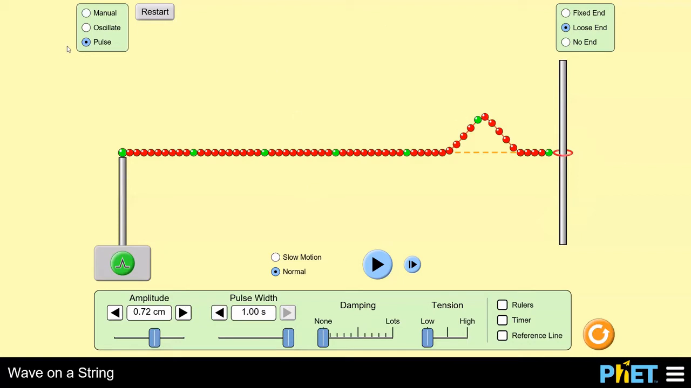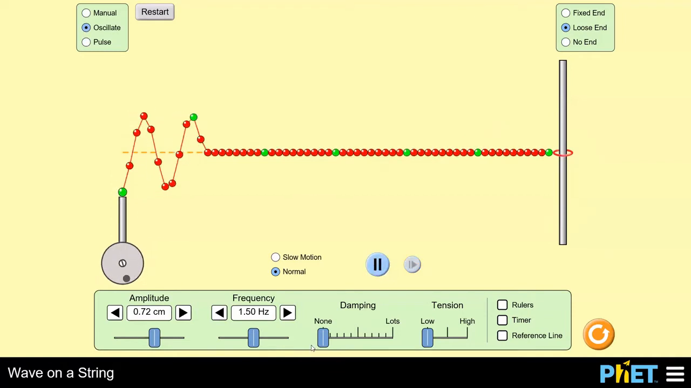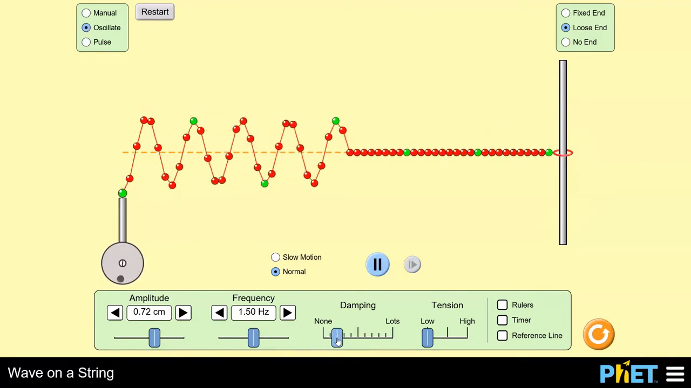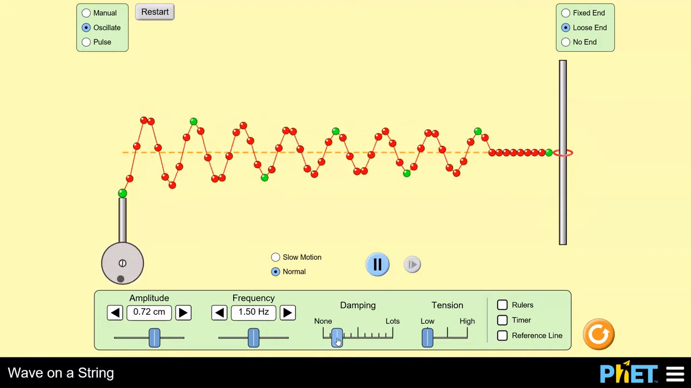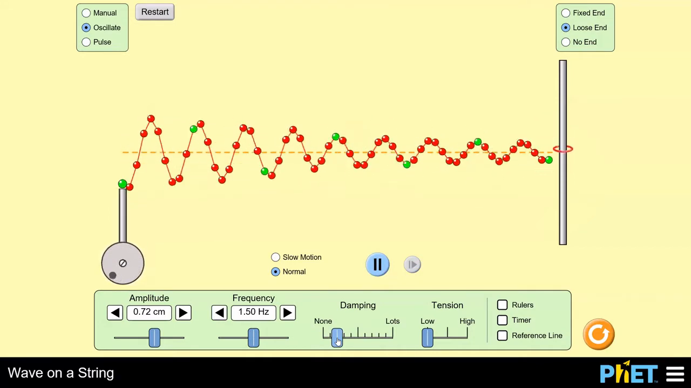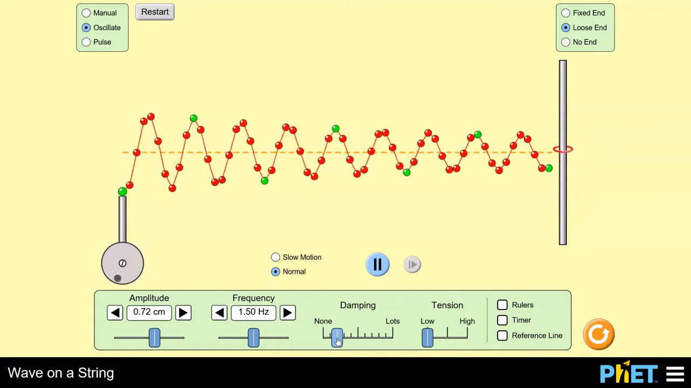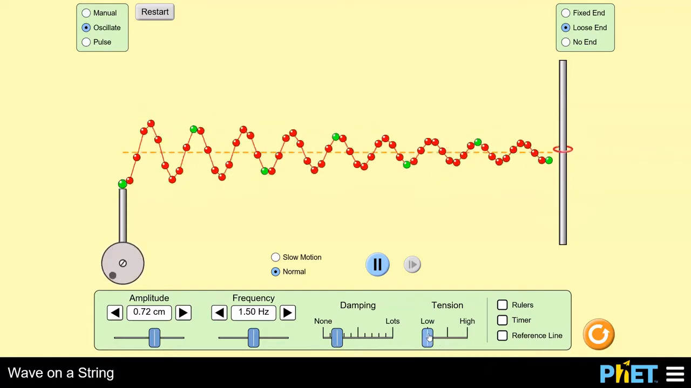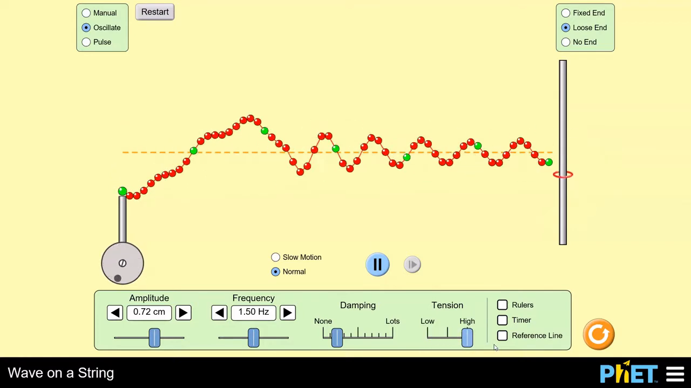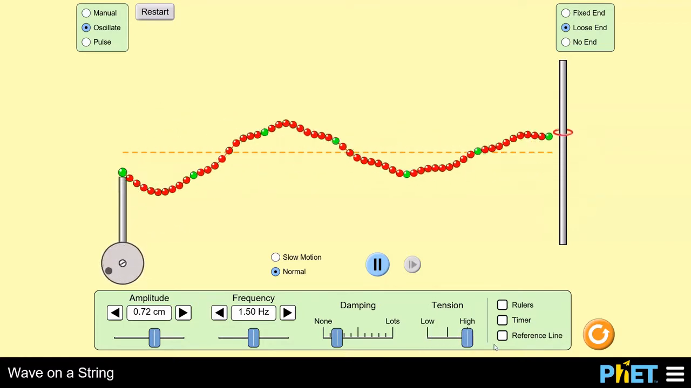Okay, let's go back to the oscillate mode. And we need a little bit of damping so it doesn't get too wild. And let's look at how the wavelength depends on the tension in the string. So if I put the tension all the way up to the high end, there's actually not a very well-defined wavelength here.